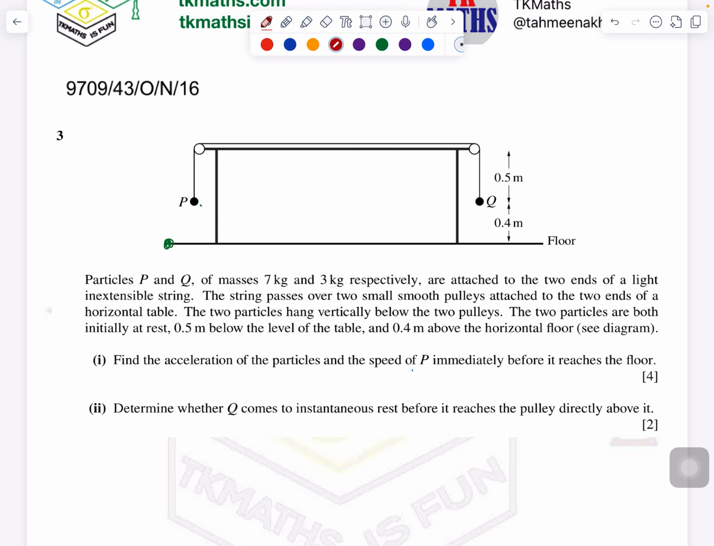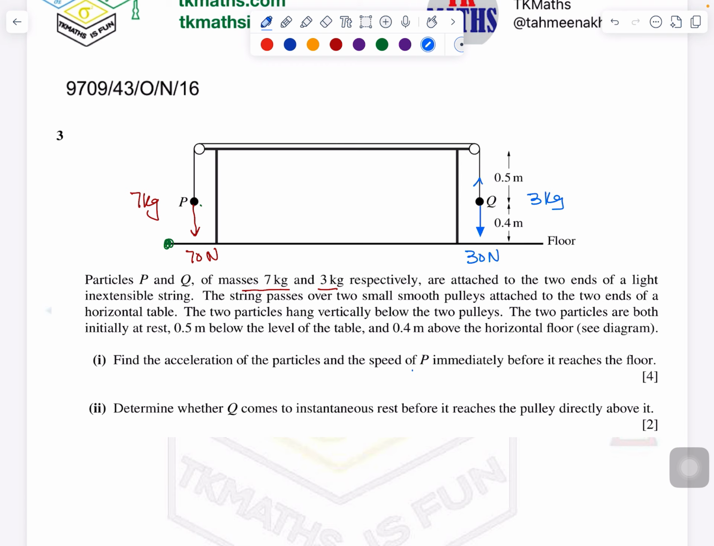This question is interesting because it includes the concept of SUVAT equations also, which we studied in chapter 1. So let's see what is given here. Particle P has mass 7 kg. I'm just writing here for my reference. It means the weight is acting downward and the weight will be what? 70 Newton, right? For particle Q, the mass is 3 kg. Let me write here for myself. So its weight is also acting downward, so it will be 30 Newton.